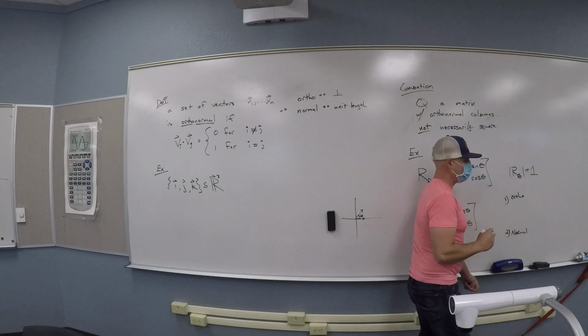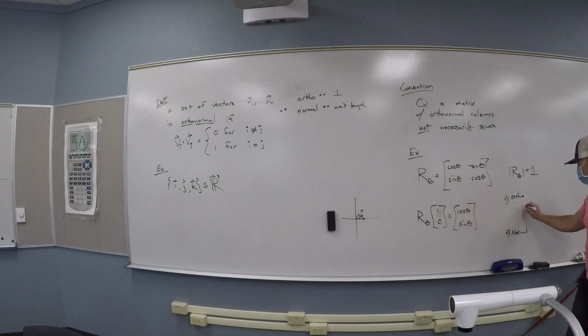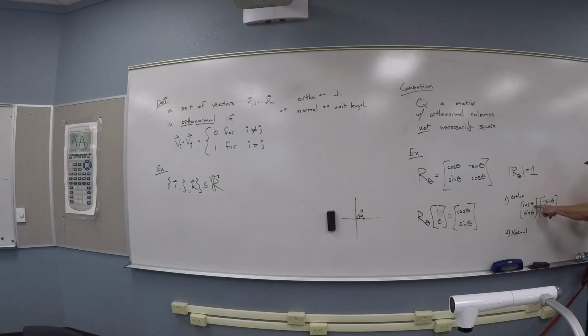So to check ortho, I take my two vectors, cosine theta, sine theta, and I dot product that with the other vector, minus sine theta, cosine theta. So we get minus sine cosine plus sine cosine, which gives me 0. Okay, that's the first check. We have an ortho set at least.